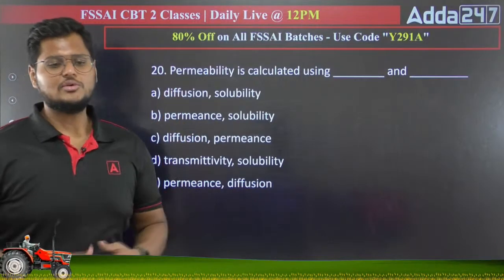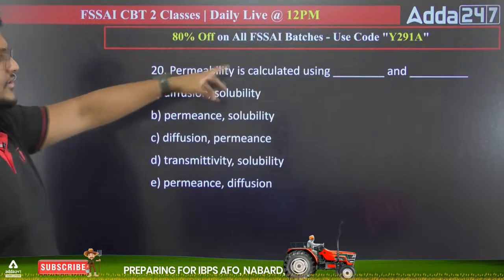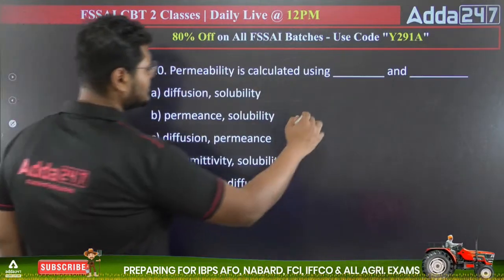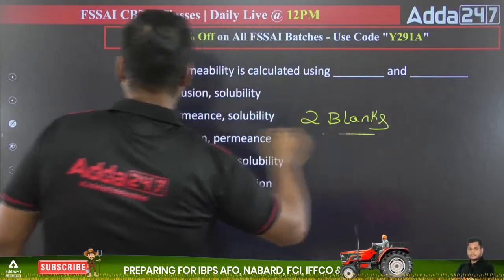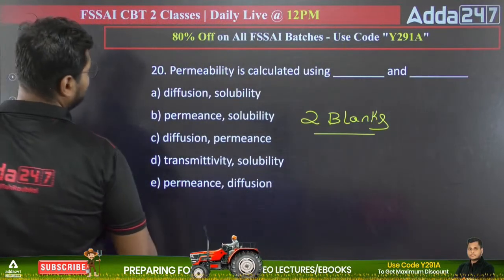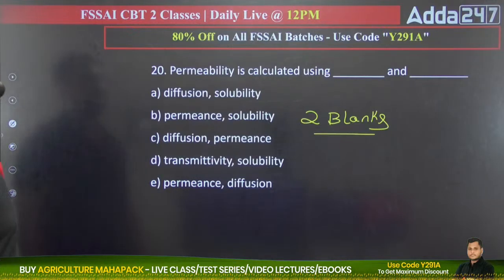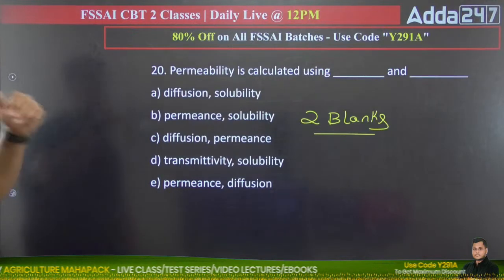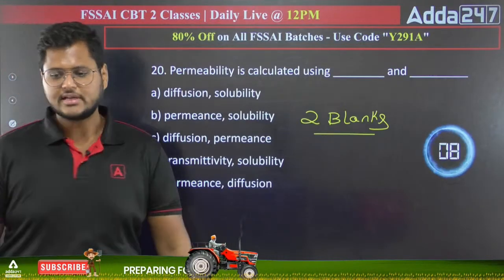Permeability is calculated using dash and dash. So this is an example of your two blank question. Two blanks. Permeability is calculated using dash and dash. Diffusion, solubility, permeance; solubility, diffusion, permeance; transmittivity, solubility; or permeance and diffusion. Answer, guys.